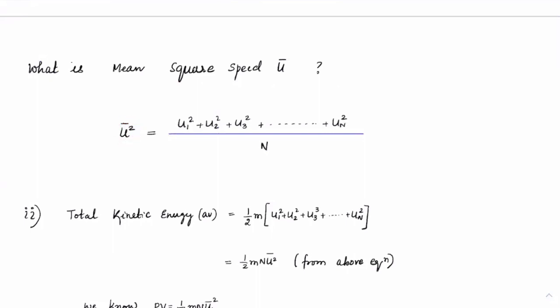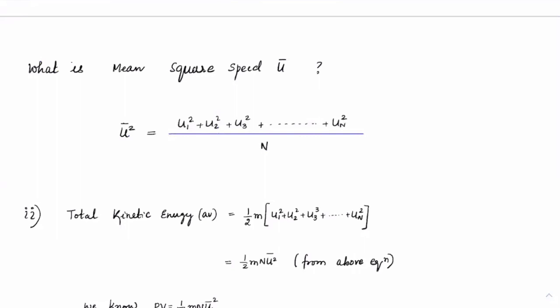So what is the mean square speed from here? Considering you have n number of particles, u square bar will be u1 square plus u2 square plus u3 square and so on up to un square, divided by n. This u1 means there is a particle 1 which has certain speed u1. There is a particle 2 which has certain speed u2. There is particle 3 which has speed u3. So if you take the sum of all of that divided by n, you will get the mean square speed.